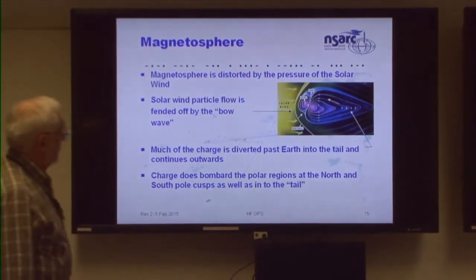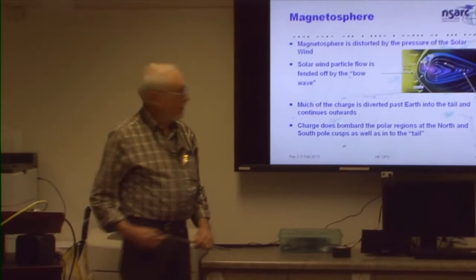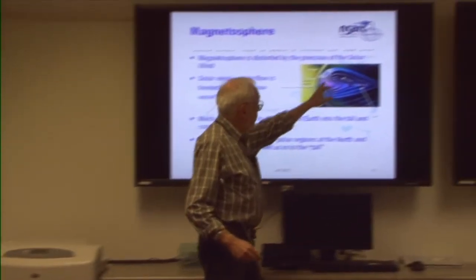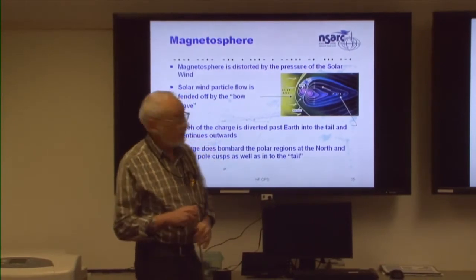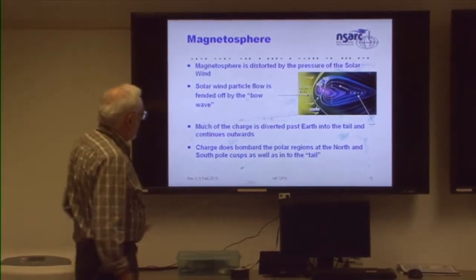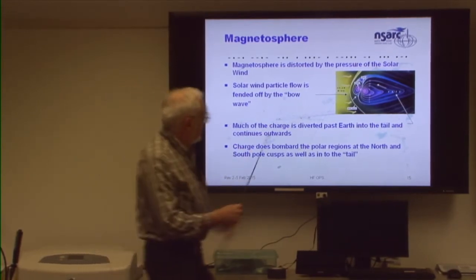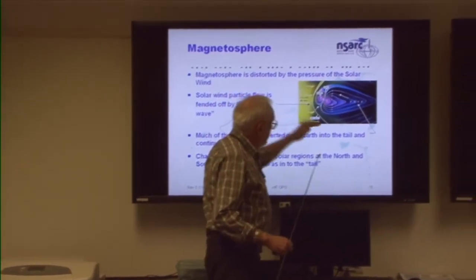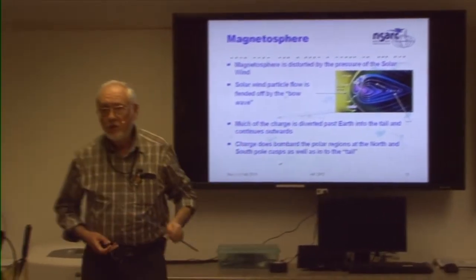And that causes some interesting effects. In other words, it's kind of a weakness in the shield because the North and South Pole aren't shielded magnetically. It's where the lines emanate or terminate. So much of the charge goes past us, but it does leak in, can go in to these cusps at the North and South Pole.